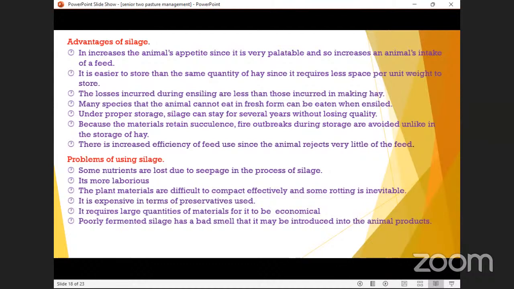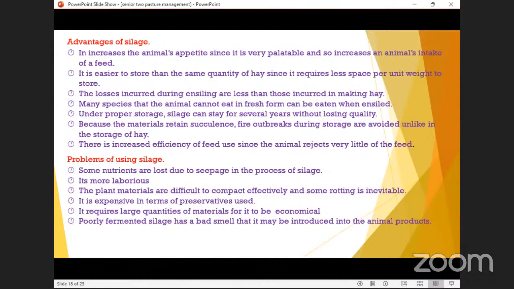The plant materials are difficult to compact effectively, and some rotting is inevitable. This silage can easily rot if they are not compressed properly. It is expensive in terms of preservatives used. You have to buy these molasses, the urea, that is a cost. It requires large quantities of materials for it to be economical. Okay, you have to have very many pieces of hay.